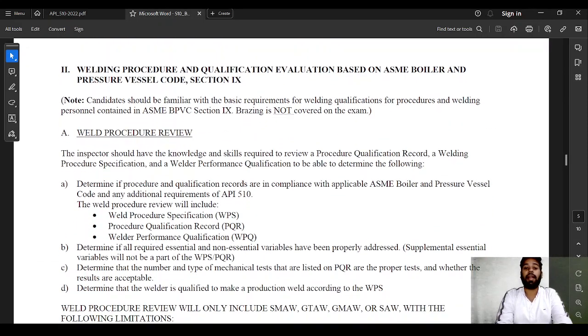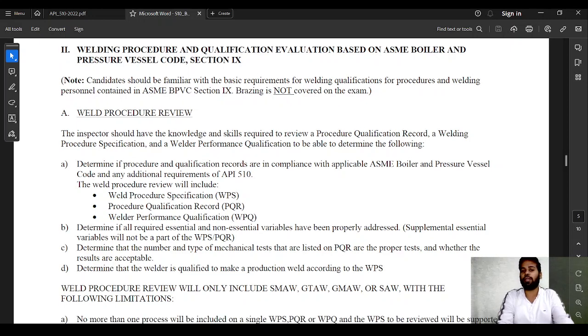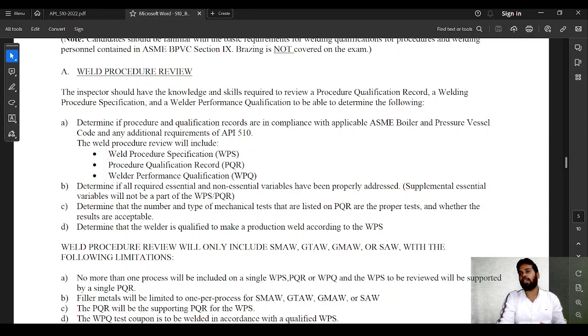Next, welding procedure qualification evaluation based on the ASME boiler and pressure vessel code section 9. So the requirements of section 9 are to be known by the inspector. So here the inspector would do weld procedure review. So in weld procedure review, he would review the WPS, he would review the PQR, and he would also review the welder's qualification.